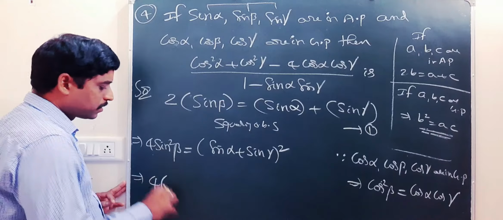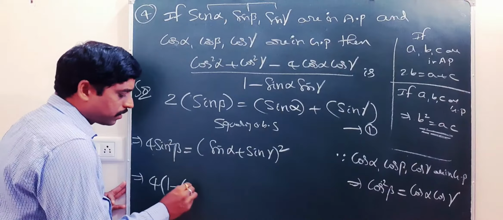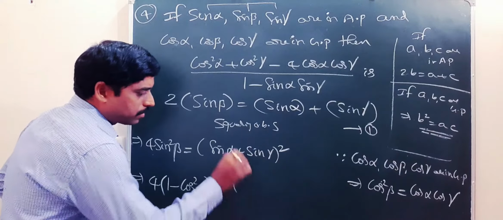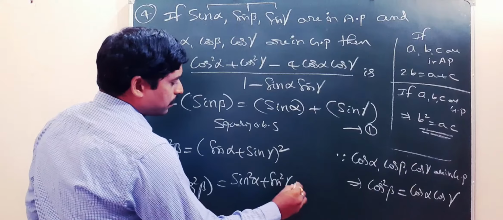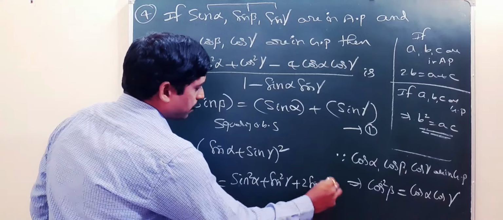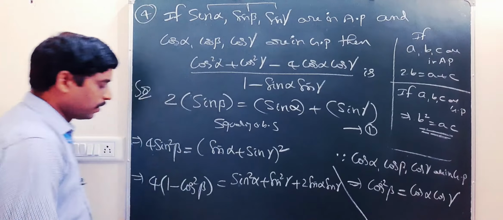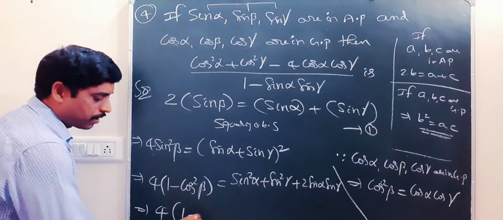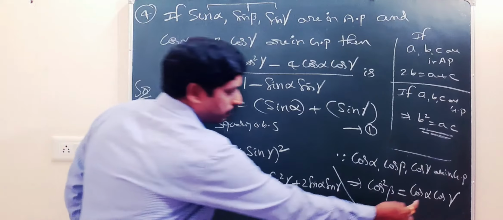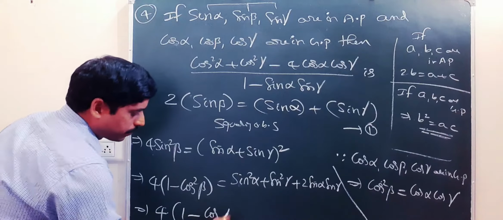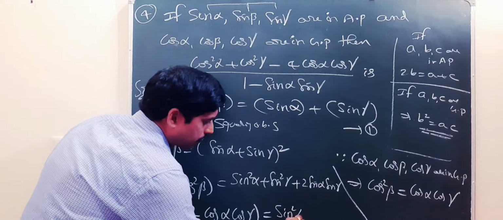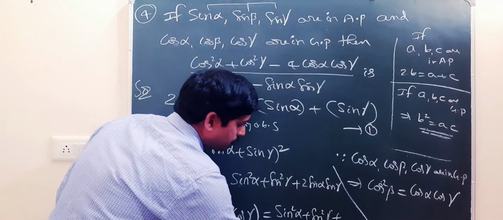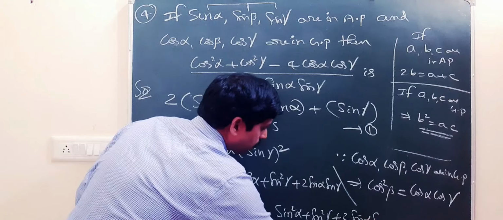4 times sin square beta can be written as 4 times 1 minus cos square beta, equal to sin alpha plus sin gamma whole square. It can be written as sin square alpha plus sin square gamma plus 2 sin alpha into sin gamma. For 4 times 1 minus cos square beta, we substitute cos alpha cos gamma. It will be sin square alpha plus sin square gamma plus 2 sin alpha sin gamma.